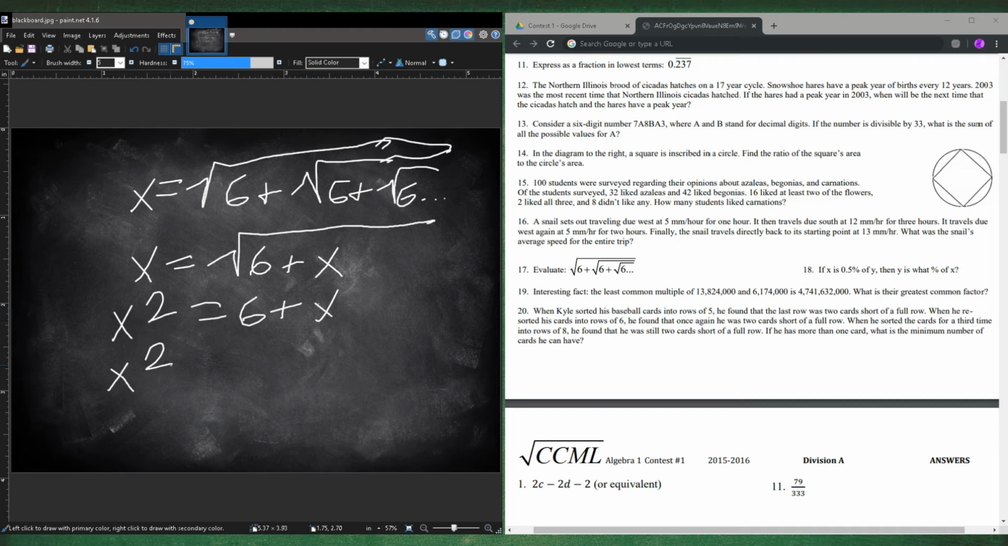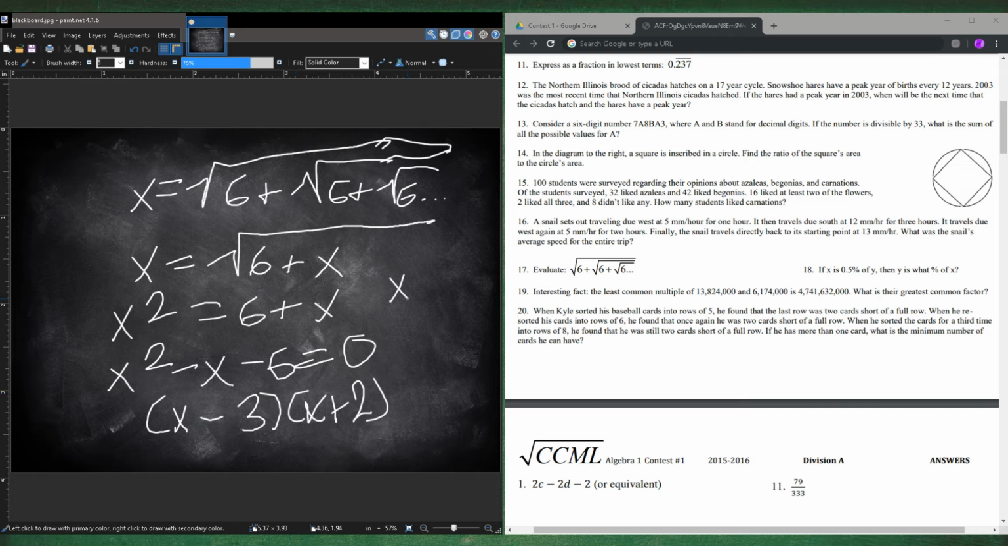So x squared minus x minus 6 is equal to 0. This factors out to x minus 3 and x plus 2. Since x cannot be negative, it has to be x equals 3. So the answer is just 3. Basically that simple.